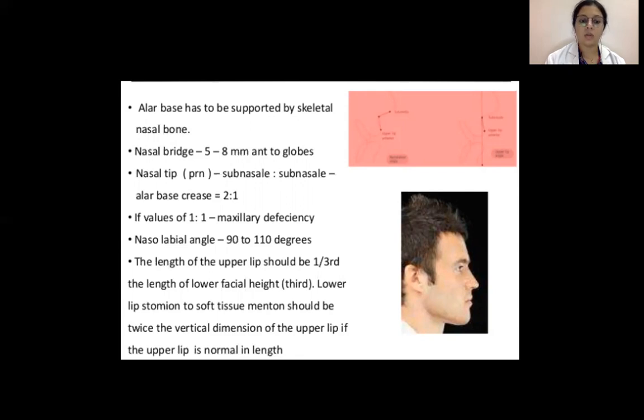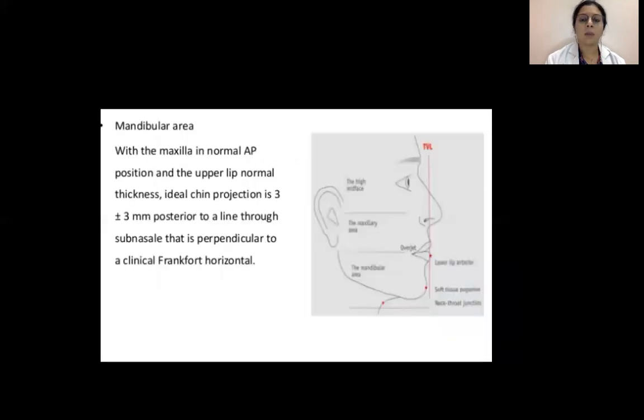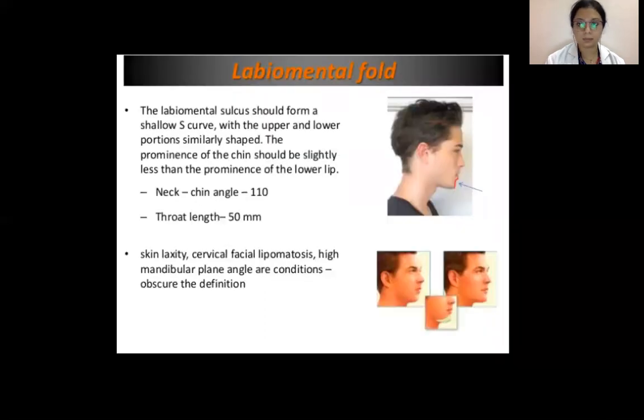Lower lip stomion to soft tissue menton should be twice the vertical dimension of the upper lip if the upper lip is normal in length. Mandibular area with the maxilla in normal AP position and the upper lip normal thickness, ideal chin projection is 3 plus or minus 3 mm posterior to a line through subnasal that is perpendicular to a clinical Frankfurt horizontal plane.